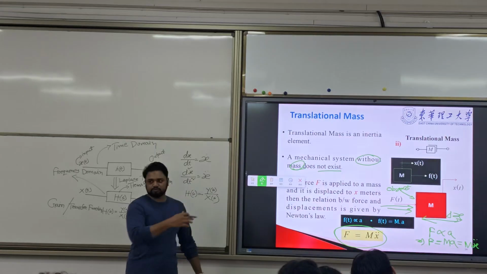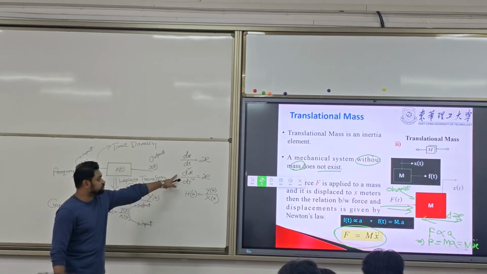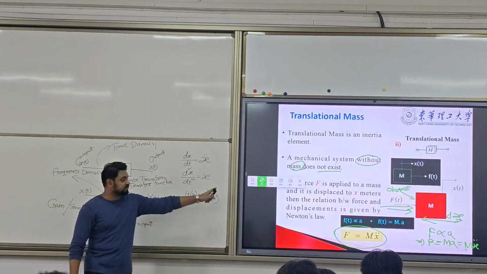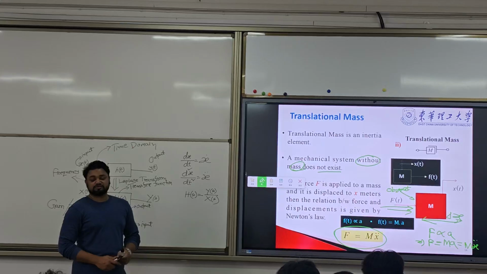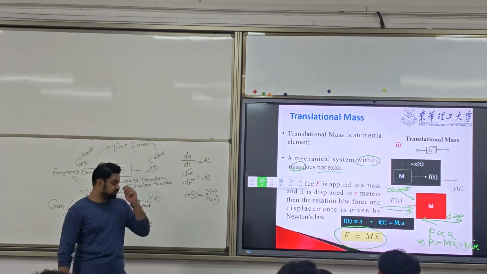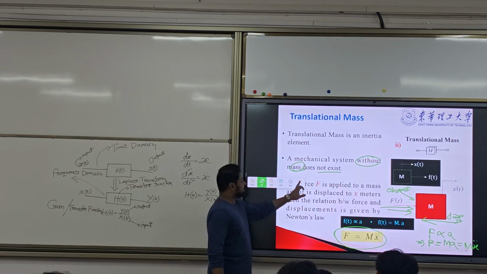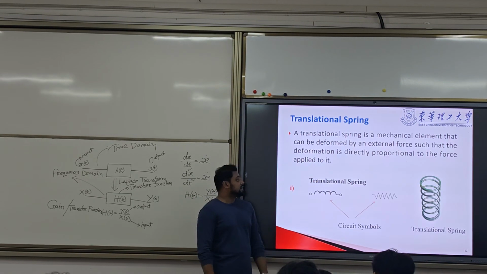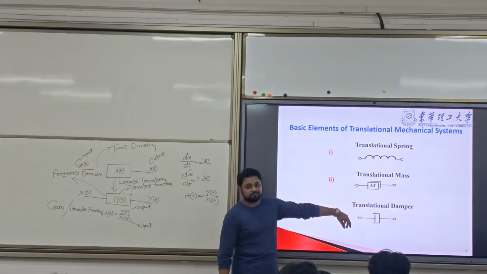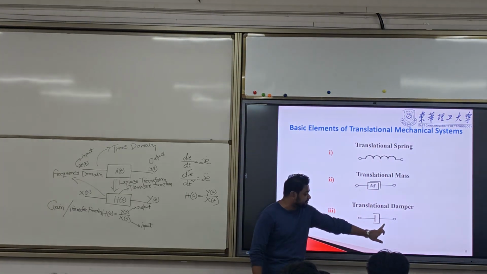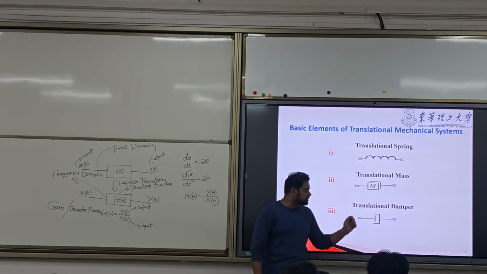I already explained this before. Because we have d square x by dt square, we can write it as x double dot. That displacement is given by Newton's second law. This is the second one. Now, this is the third one, which I didn't discuss before. This is called the damper. Remember the name damper. This is the symbol of the damper.